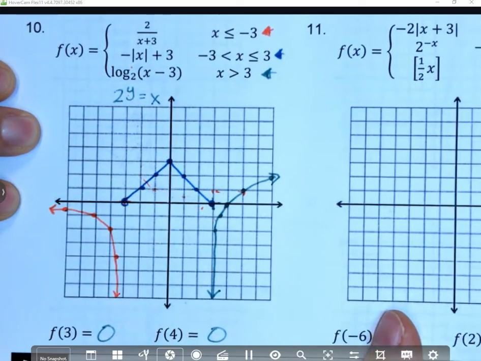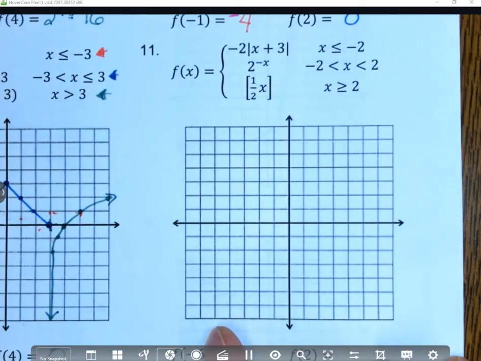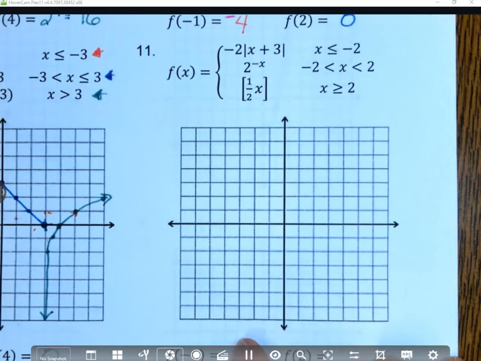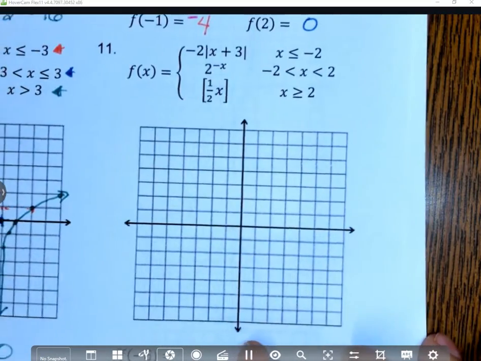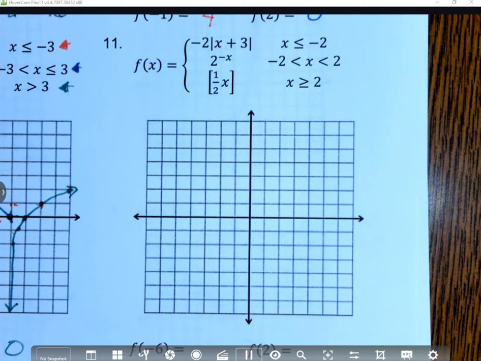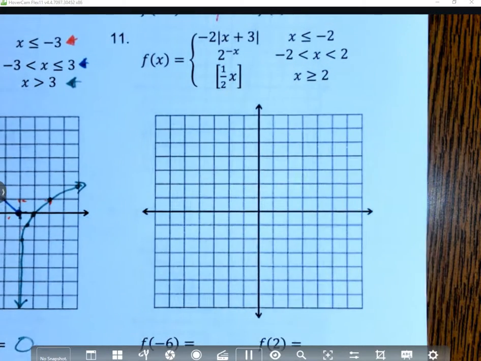Now I think this next one's the doozy. We've got step, we've got absolute value, and we've got exponents, and we've got negatives. And the negatives, I think, are going to cause the most trouble. So please, please, please, work together if you need to. I want you guys picking each other's brains. Your neighbor might be able to say this in a way that's different than the way I've been saying it. And maybe that'll help you. Okay? So go ahead and do number 11 for me, please.